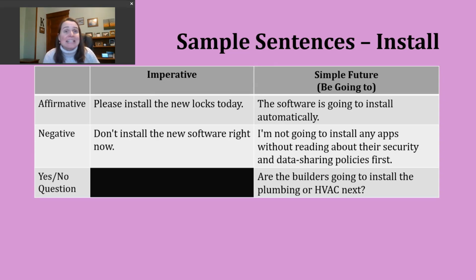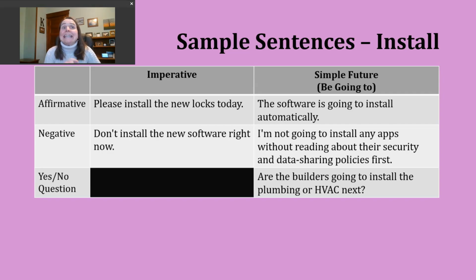And an example of this might be the software is going to install automatically. So this might be someone's plan. It may also be a bit of a promise or prediction of what's going to occur here.